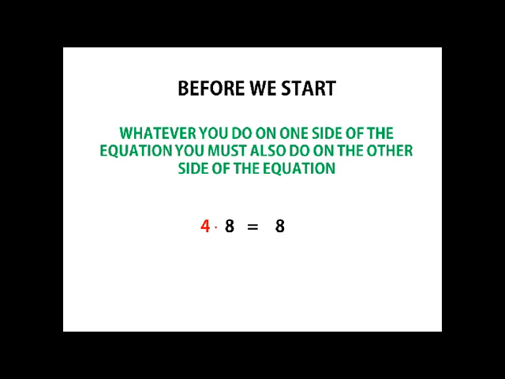So the next thing is if I multiply this side by 4 and do nothing to this side, it is no longer true. Because on this side, I would have 4 times 8 equals 32. And 32 does not equal 8. So if I was to multiply this side by 4, I must also multiply the other side by 4.